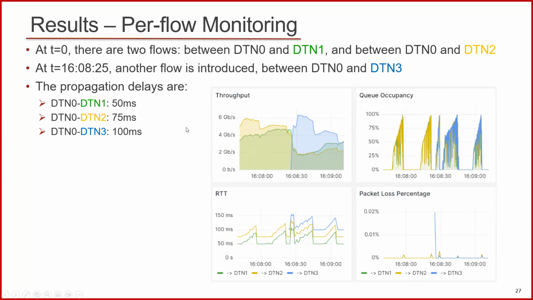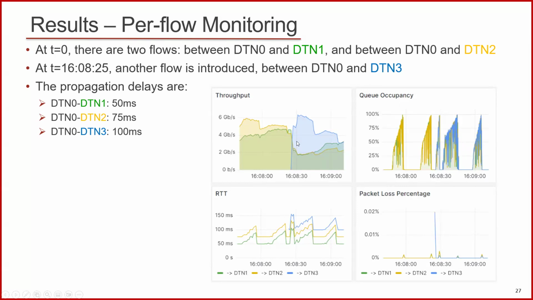So when we introduce the third flow, the flow between DTN0 and DTN3, the blue flow here, we can see that we have bursts of traffic in the queue. The burst of traffic was interpreted to an increase in the RTT and significant increase in the number of packet loss.